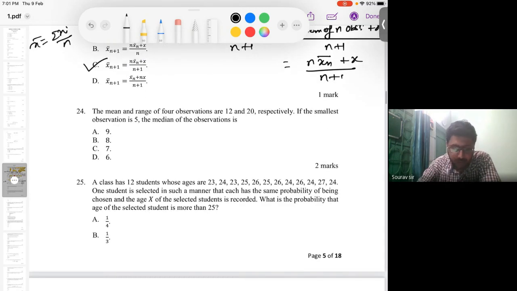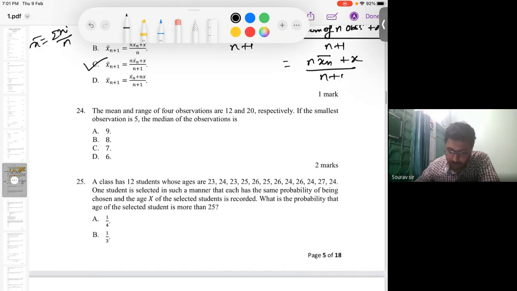Now coming to question number 24. In question number 24, just a second.